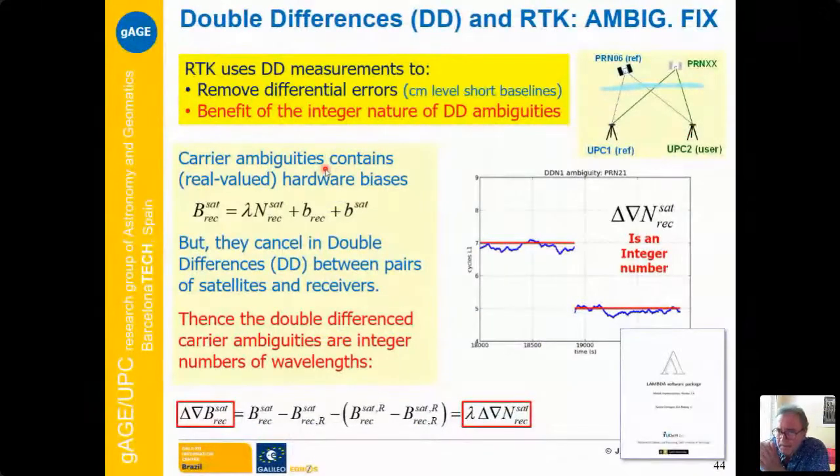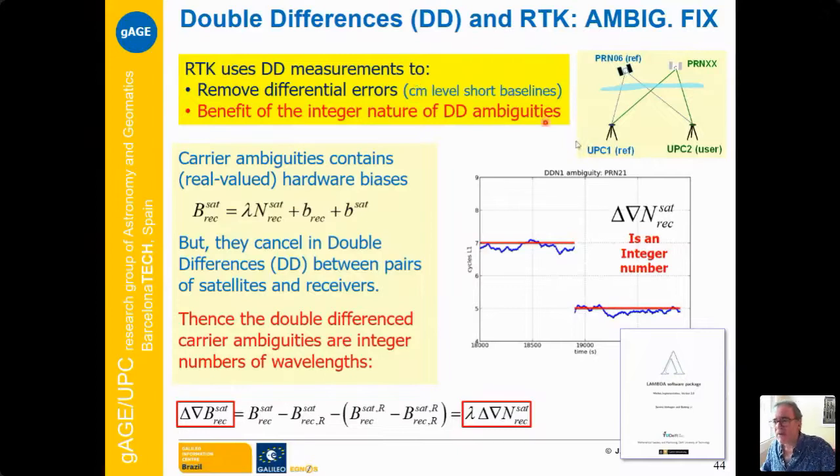Well, in RTK, what is the idea? In RTK, real-time kinematics, we need a reference receiver. And the idea is to work in what we call double differences of measurement. This is the only slide with equations. In RTK, we use double differentiated measurements.